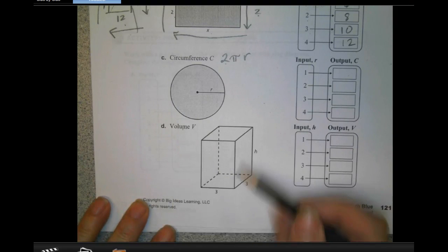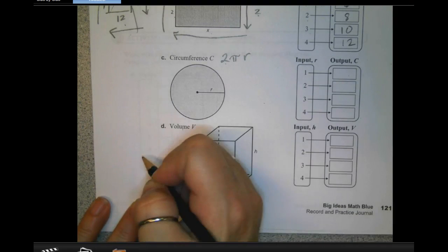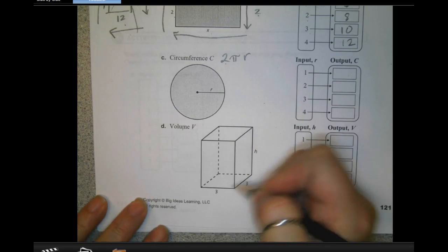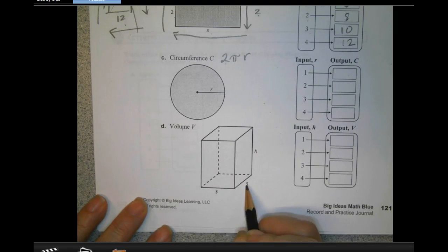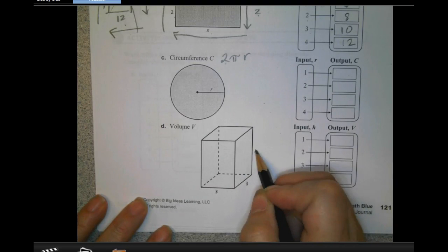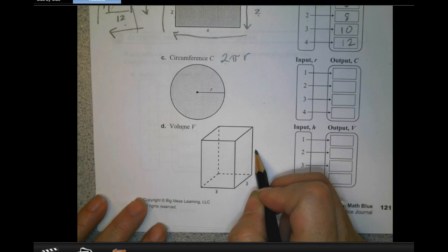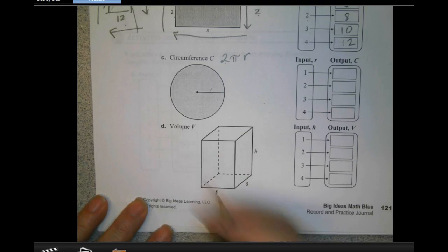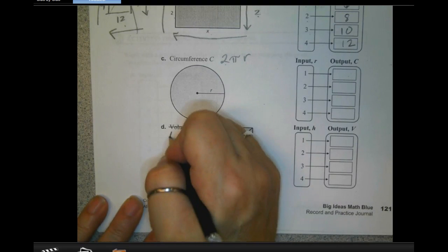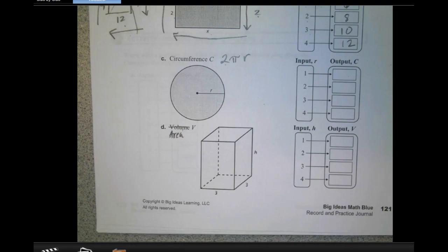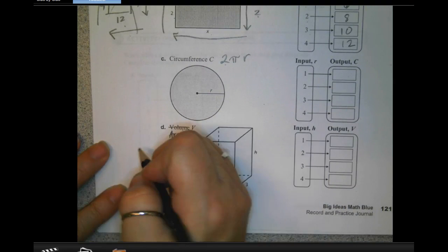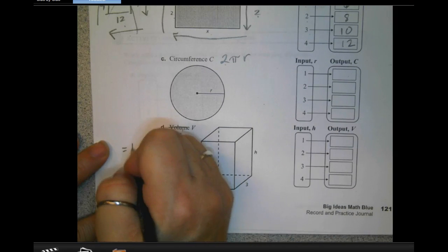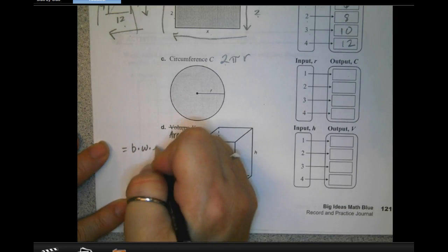So for volume of a cube, it's area cubed, right? Or I can do my base times width times height. Okay, and that'll give me the area. So once I have base times width times height. Yeah, let's not do volume. Let's do area. Too much work for you guys. All right, so we're just going to find the area of this cube. So my formula is base times width times height.